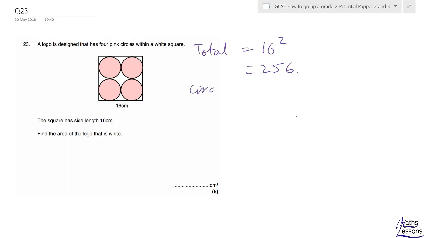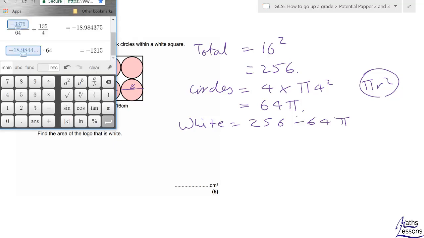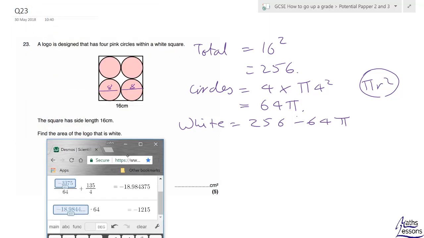The circles equal 4 times, now we know that distance is going to be 8, and that distance is going to be 8, so the radius is going to be 4, so it's going to be pi times 4 squared, because we're using pi r squared for the area of a circle. So that's going to give me 64 pi, so therefore the white will equal 256 minus 64 pi. We can get our calculator to calculate what that is, because it wants us to find that out.